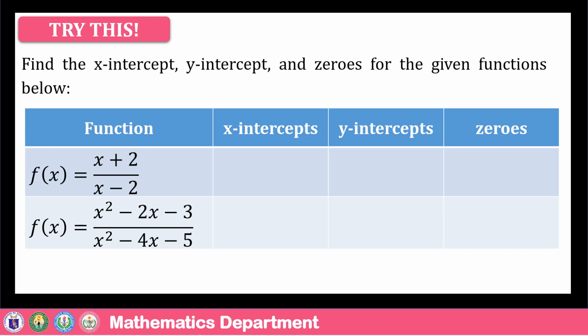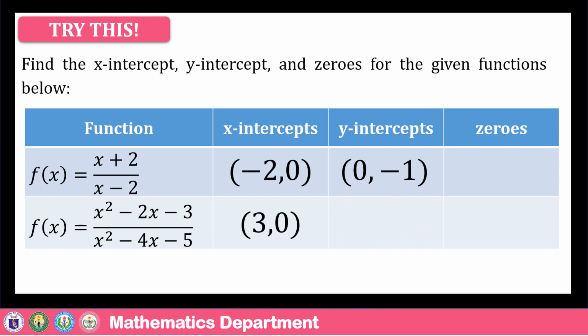If you are done answering, then here are the answers. For the first one, the x-intercept is (negative 2, 0). For the second, the x-intercept is (3, 0). For the first function, the y-intercept is (0, negative 1). The y-intercept for the second function is (0, 3/5). For the zeros of our first function, we have here x is equal to negative 2 and x equals 3 for the second function.